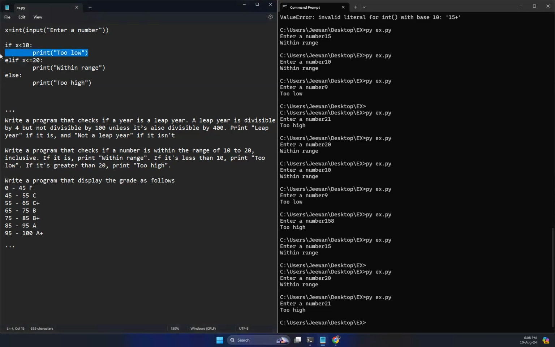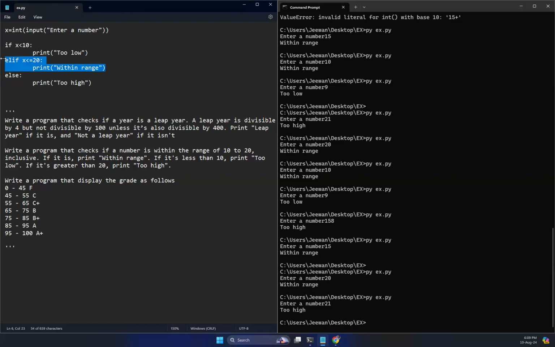If the first condition is false, that means what? It is greater than 10. Yes, exactly. If x is less than 10 is false, it means x equals 10 or above. Do I have to check again whether it is equal to 10 or above? No. Because if the condition is false and it comes here, x is greater than or equal to 10. Now I'm checking whether it is less than or equal to 20.